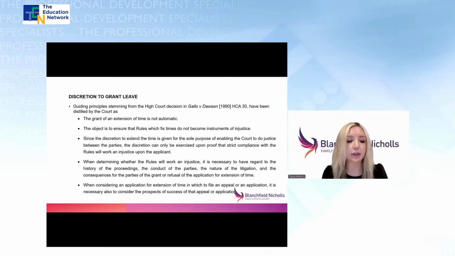And when considering an application for extension of time in which to file an appeal or an application, it is also necessary to consider the prospects of success of that appeal or application.